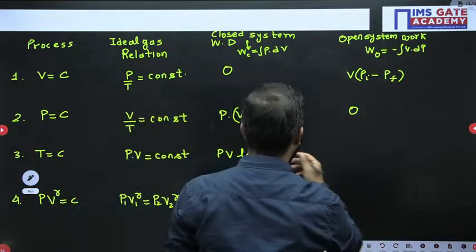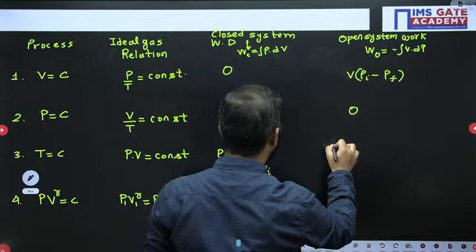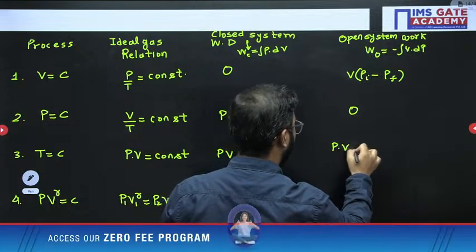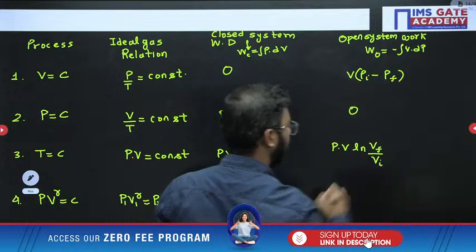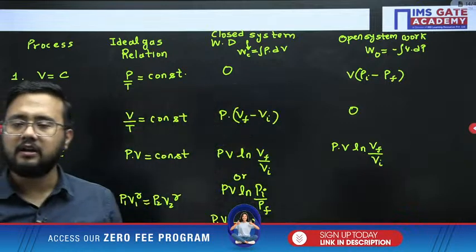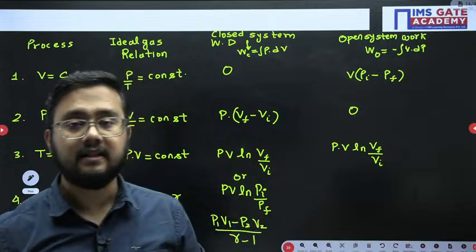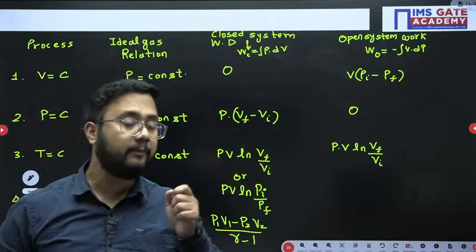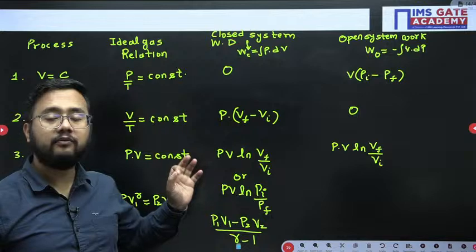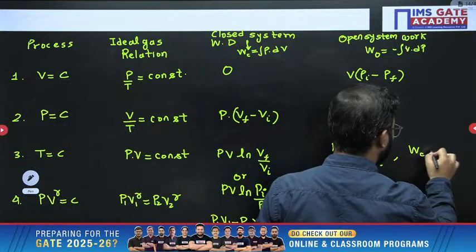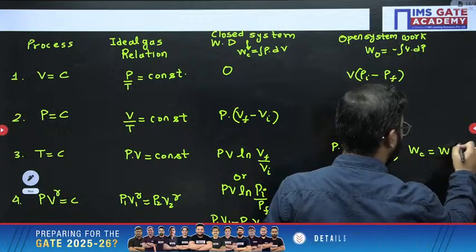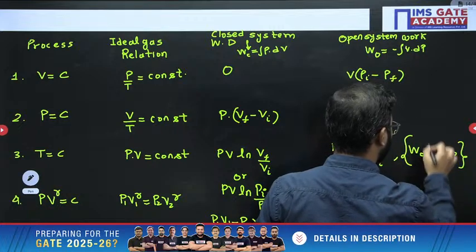For a constant temperature process, the work done formula will remain the same. For open system and closed system, if the process is isothermal, or temperature is constant, work done will remain the same. Work done of closed equals work done of open for an isothermal process.